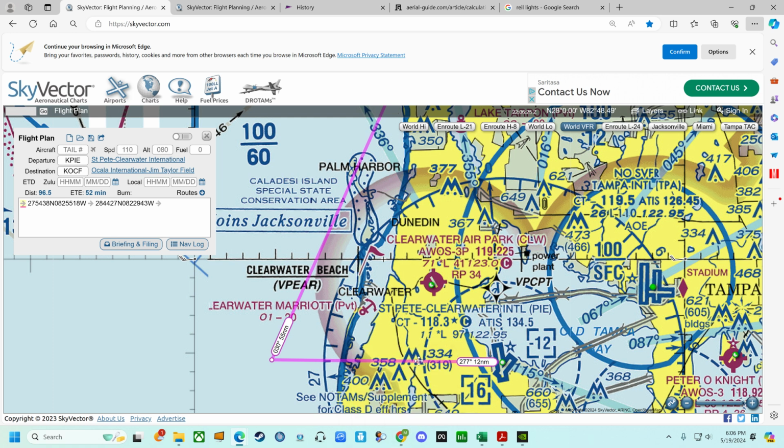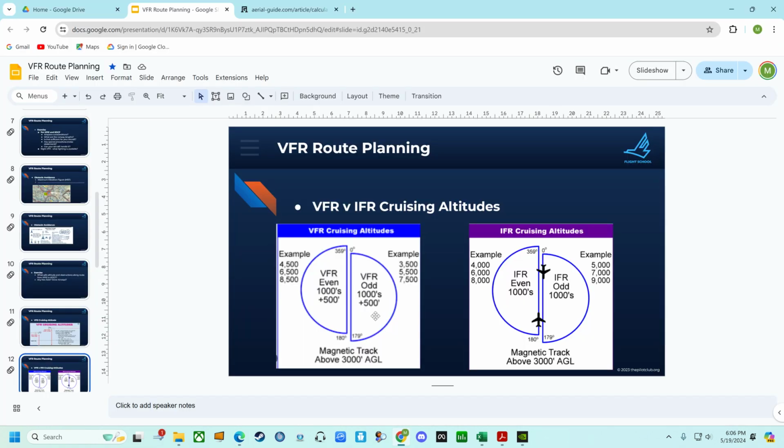If you're going really close to the ground, let's say like in a helicopter or something, or even in a fixed wing aircraft, if you're below 3,000 feet AGL, you don't need to fly those VFR altitudes here in the chart. So it only applies above 3,000 feet AGL.